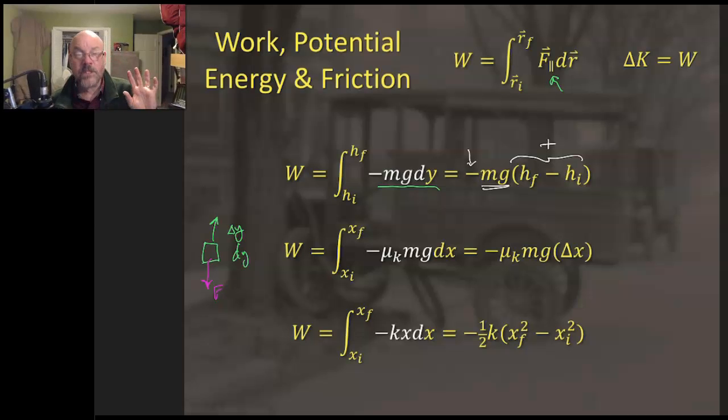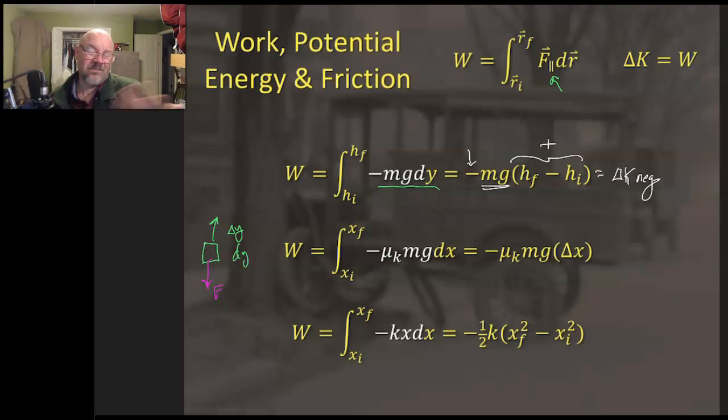So if we take this box and we fling the box up in the air, it's moving against gravity. And so there's some negative work that's done on it. And that means that my kinetic energy change is going to be negative.